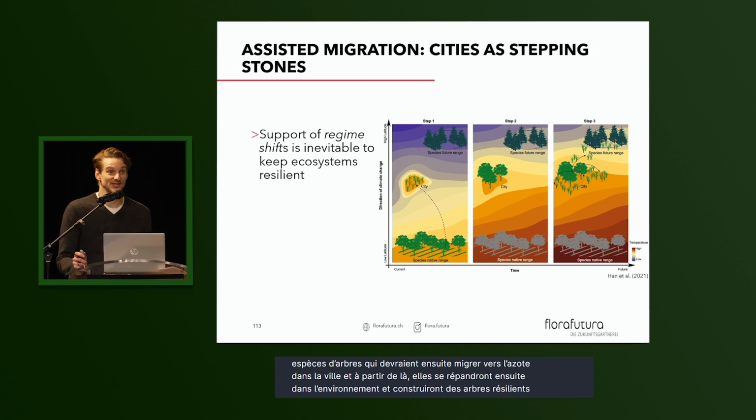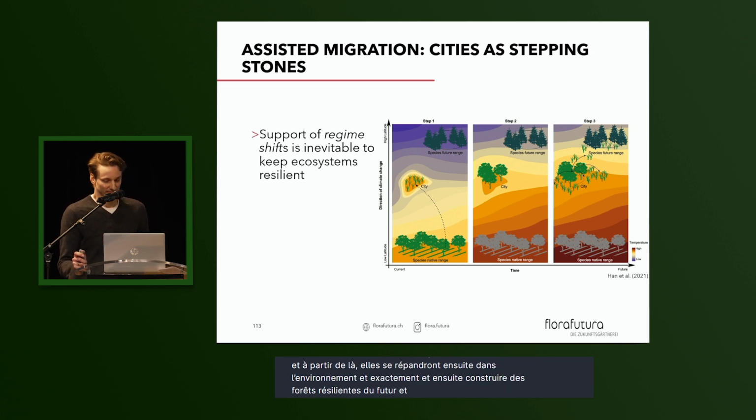Whilst this concept of assisted migration was a taboo for a long time, it is recently gaining increasing support among ecologists and even nature conservationists. So that's a good sign for making our ecosystems more resilient in the future, I guess.